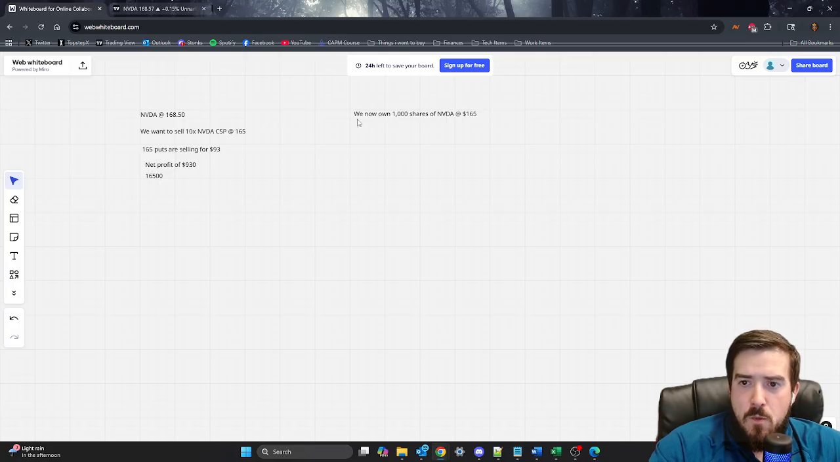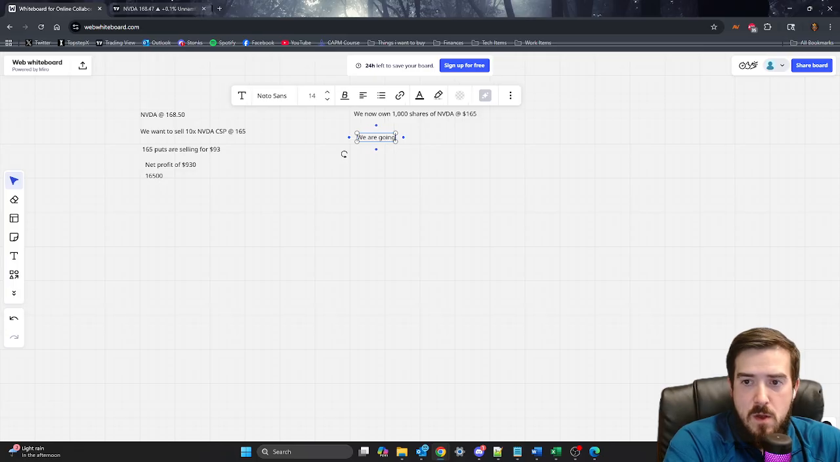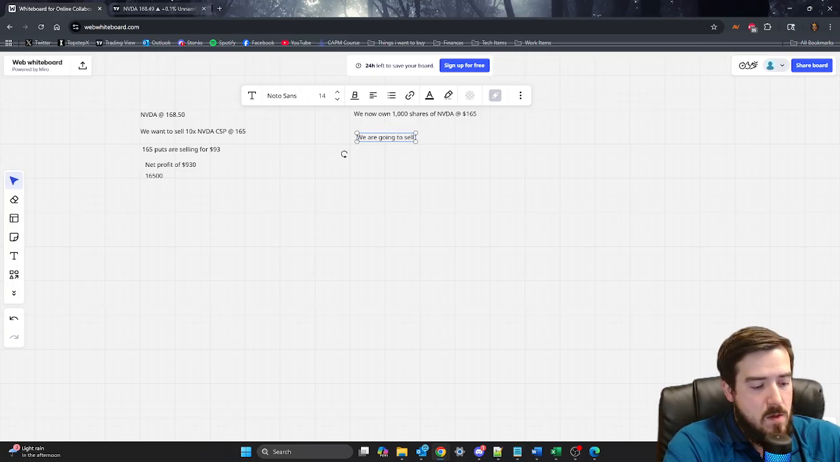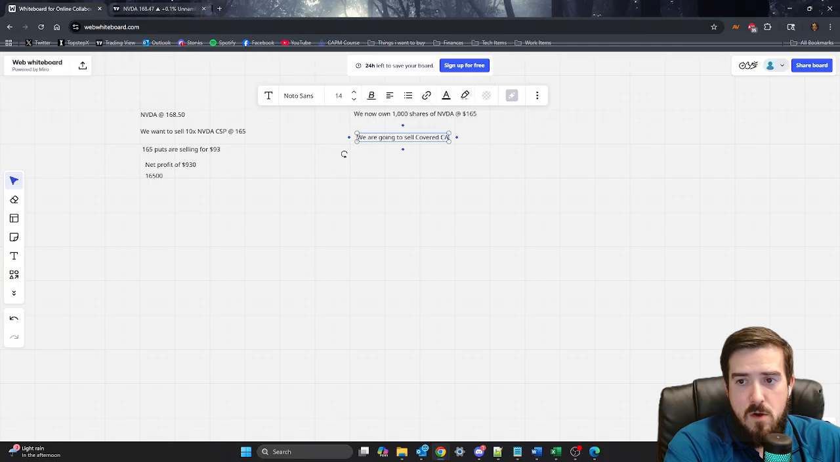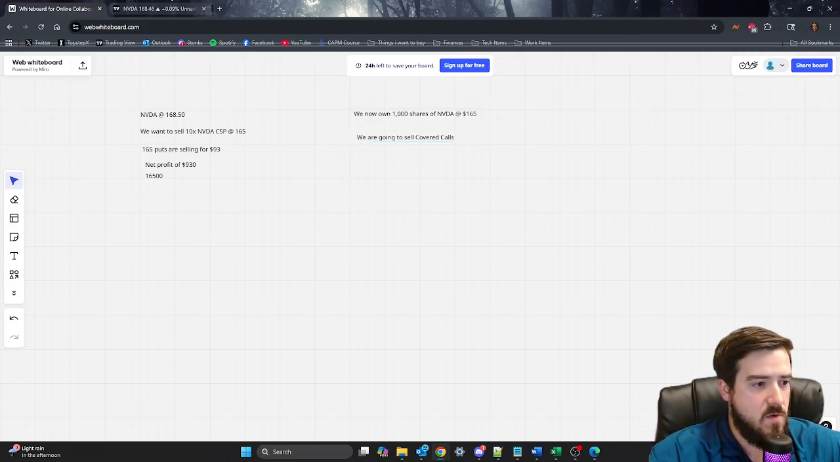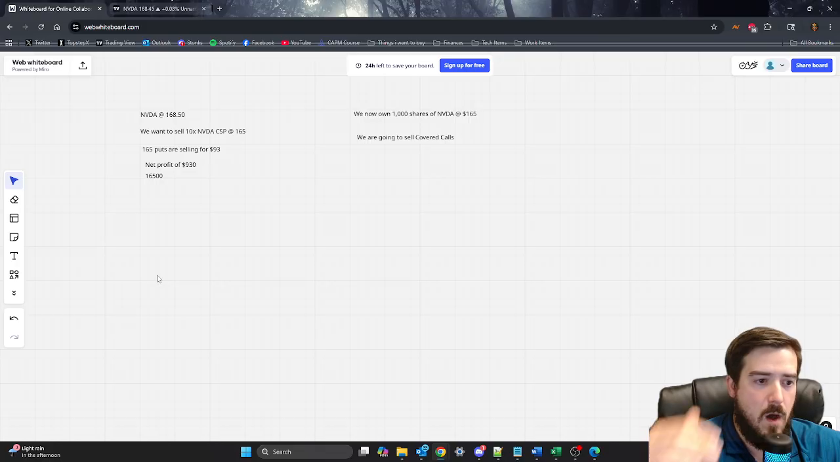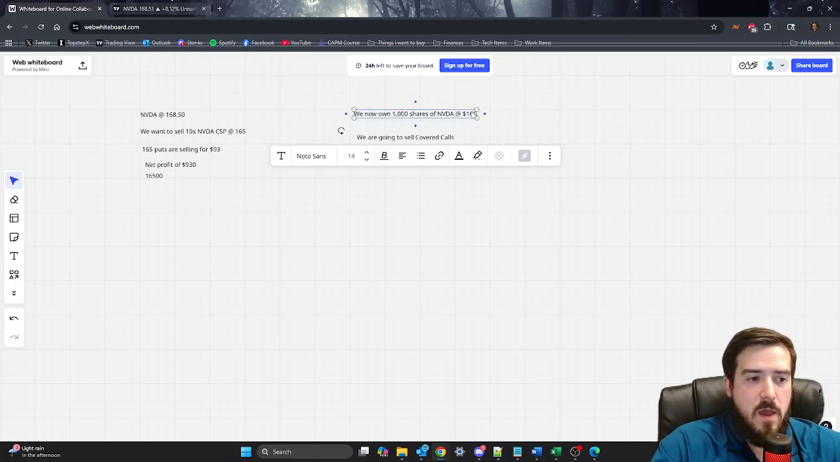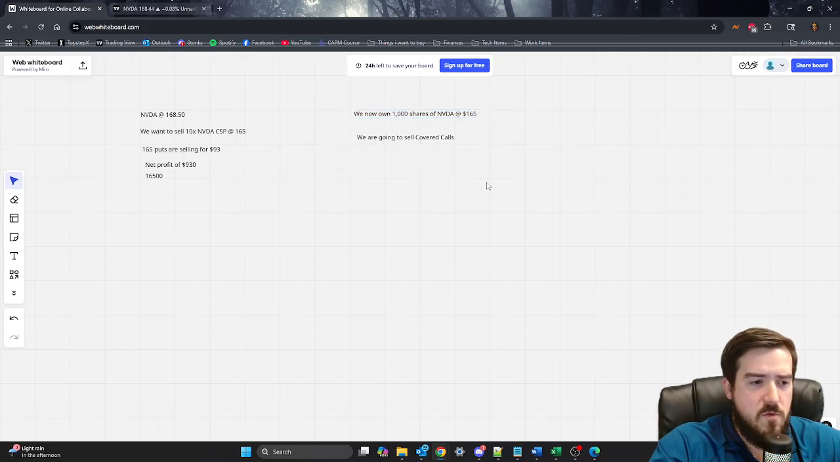So anyway, we now own 1,000 shares of Nvidia at 165, and we want to make our money work for us. So we are going to sell covered calls. And we've already established covered calls are the same thing in reverse. So you would sell above current market value. So if we got in at 165 and you want to sell like the next leg up, let's say 170s, right? That's a $5 move. If you sell them every week, Nvidia might not move $5.